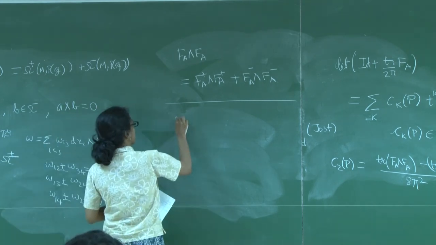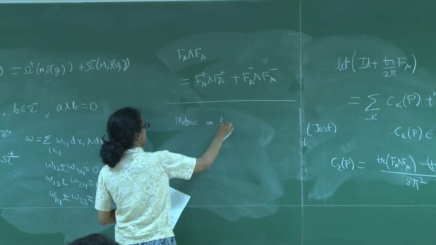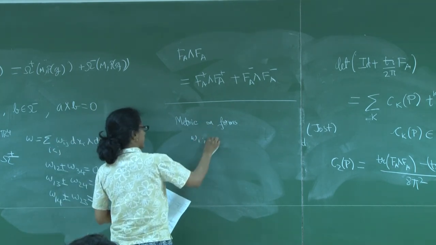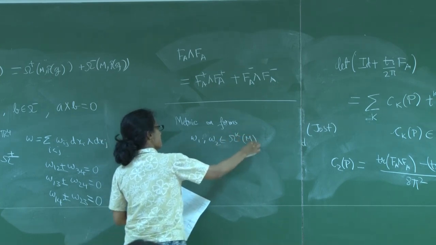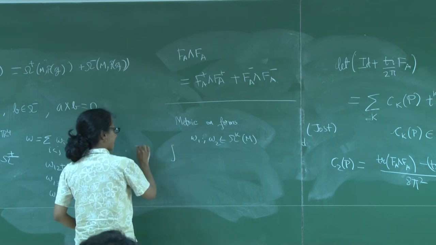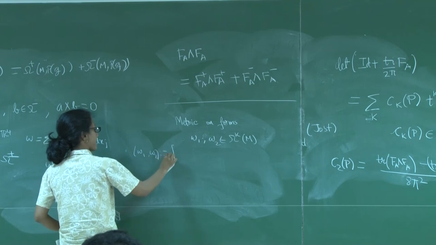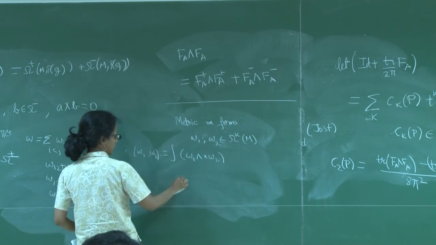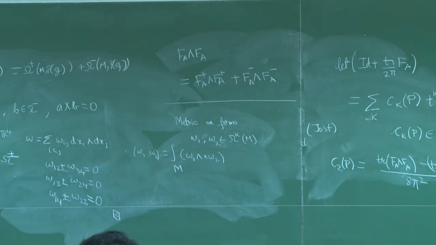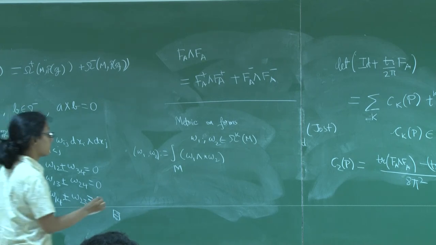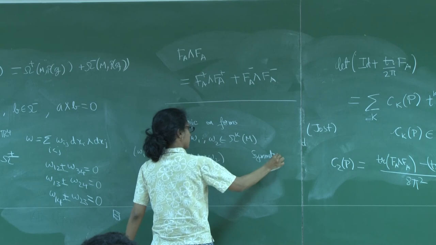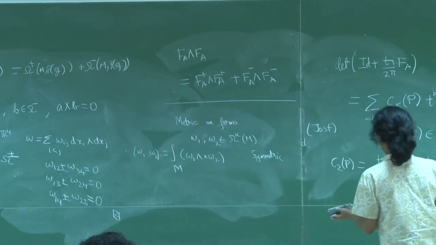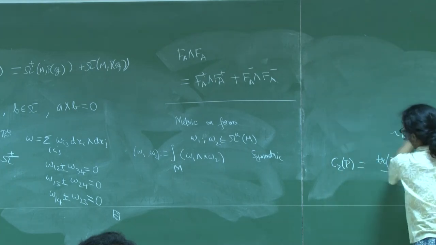So I need another quantity in order to move further. It is, how do you define a metric on forms? Maybe Vamsi mentioned this, I don't remember. But this is for any manifold and any form. So this is a top dimensional form, so you can integrate it over a manifold. And it's very easy to check that it's symmetric.